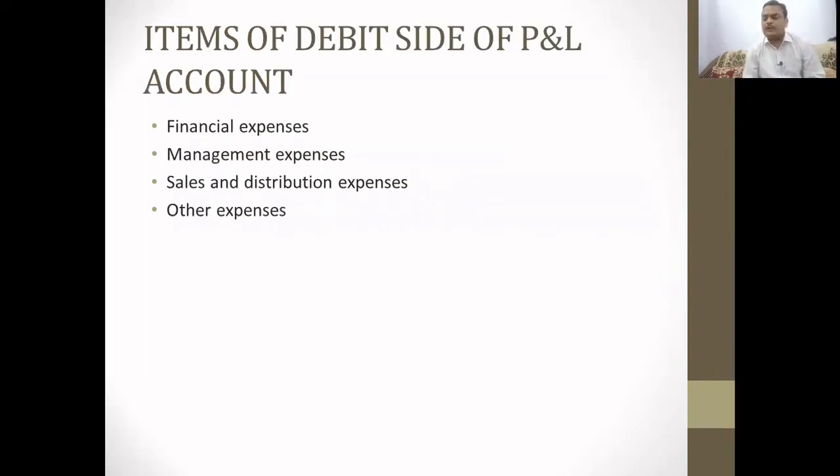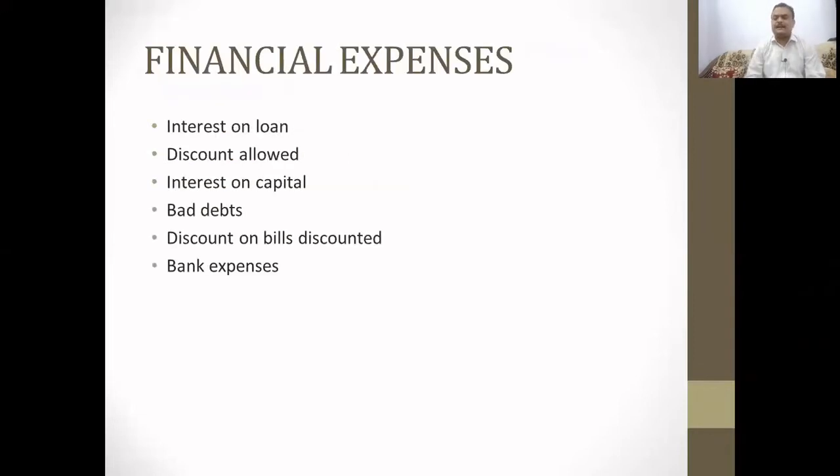There are some items included on the debit side of the profit and loss account. These expenses are called financial expenses, management expenses, sales and distribution expenses, and other expenses. Which are financial expenses? Financial expenses are like interest on loan, discount allowed, interest on capital, bad debts, discount on bill discounted, and bank expenses. All these types of expenses are called financial expenses.